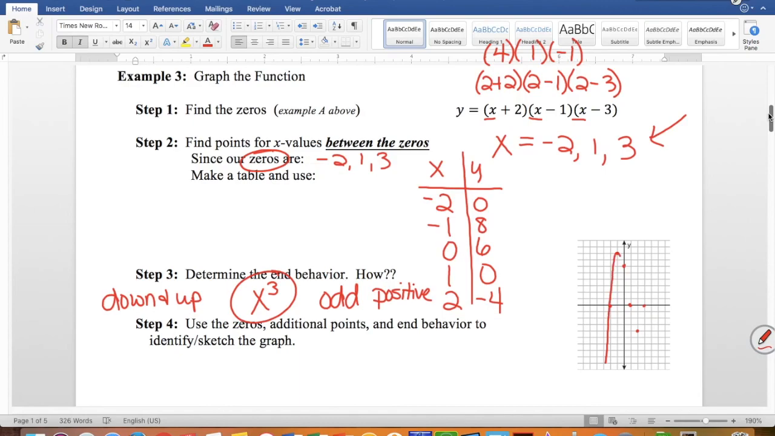So in other words, I'm going to start down here, and my graph is going to look kind of like this, making sure I get the turning points. You can see where I have turning points. I have 2 turning points, one right there and one right there. So it says use the zeros, additional points, and end behavior to identify and sketch the graph, and now we have done that.